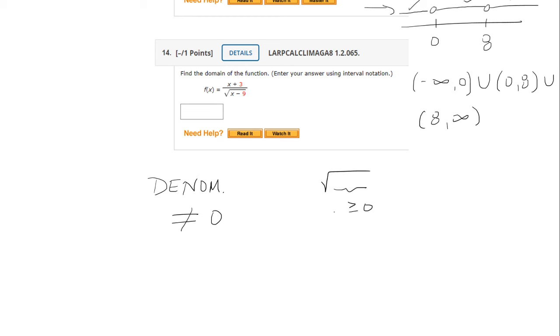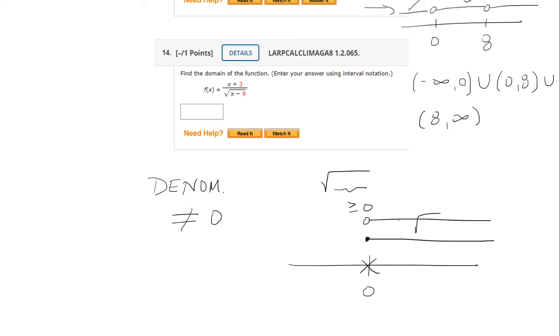So you want to combine these two things, right? So you want the bottom to be bigger than or equal to 0. This is from the square root. And the denominator says, I don't want it to be 0. So if we combine this thing, we'll see that we end up getting everything to the right of 0. So it'll be something like that. That is for if it was just 1 over square root of x.